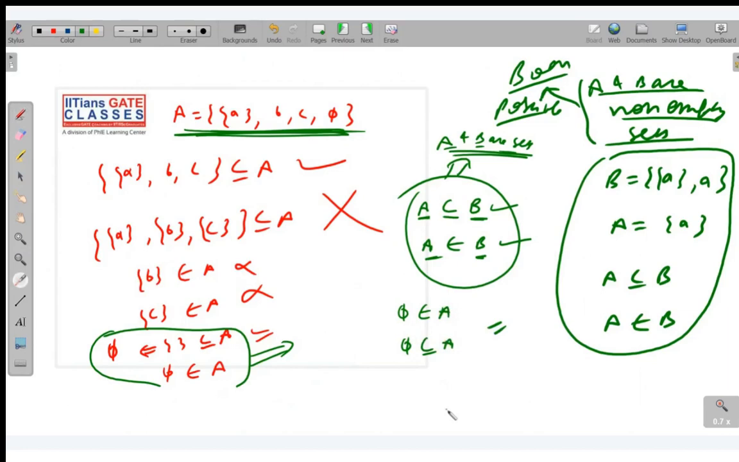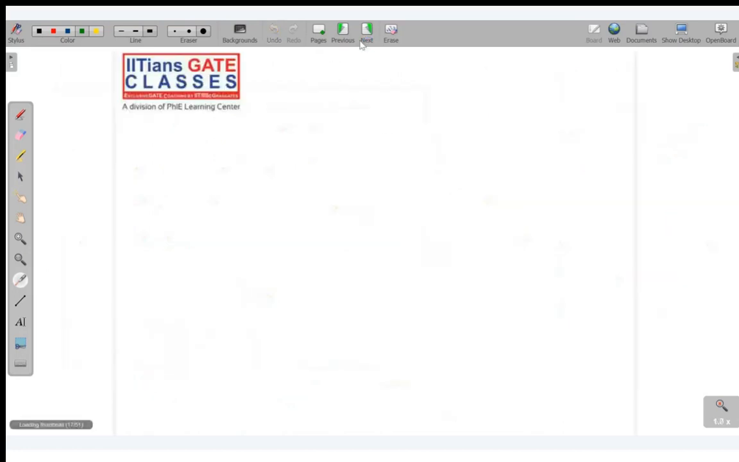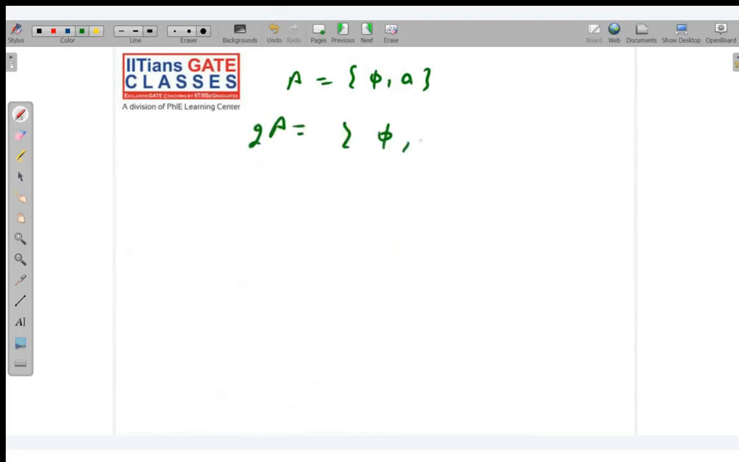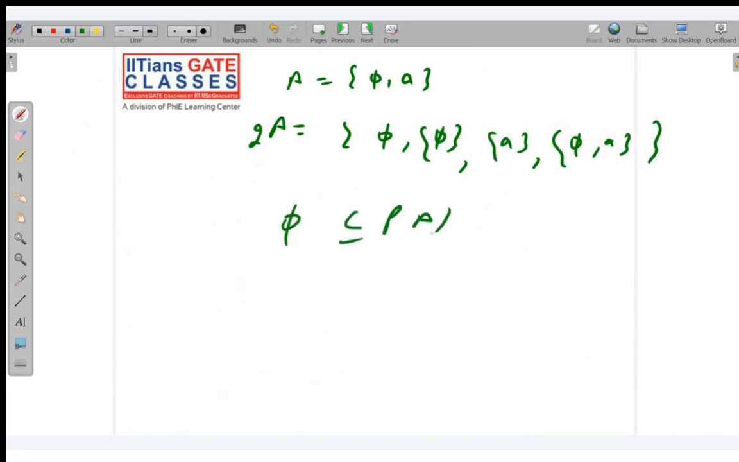Okay, now take a snapshot. I will jump to the next slide. Okay, so next, A is {5, {A}}. How will you represent 2 power A? {∅, {5}, {{A}}, {5, {A}}}. So same question: I will say ∅ is a subset of the power set of A. ∅ belongs to the power set of A. Please answer these three questions.